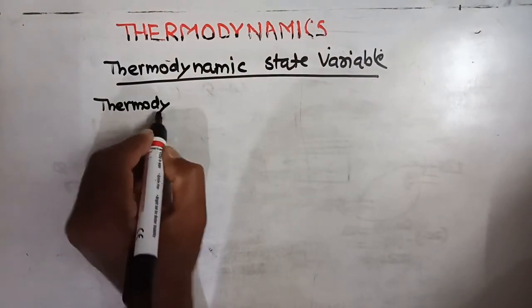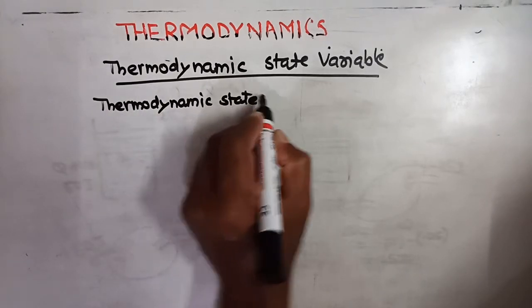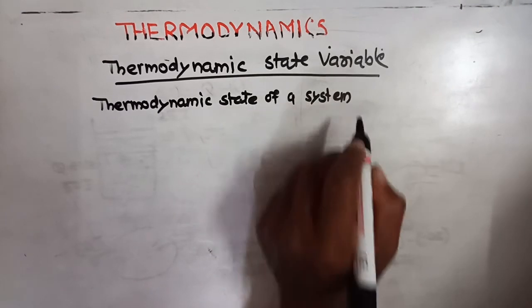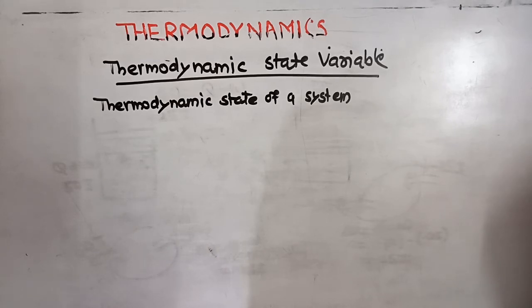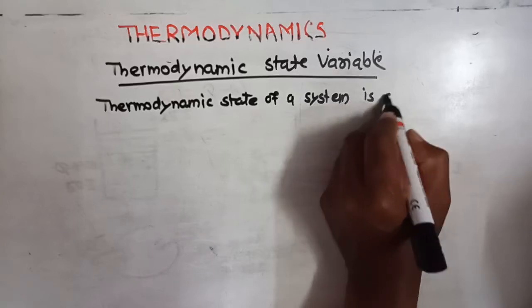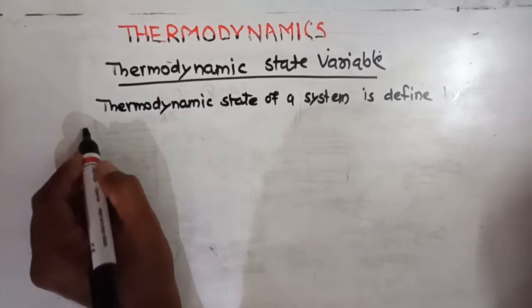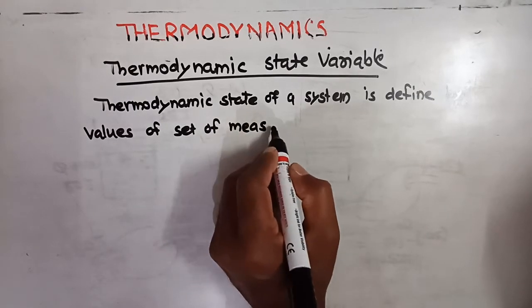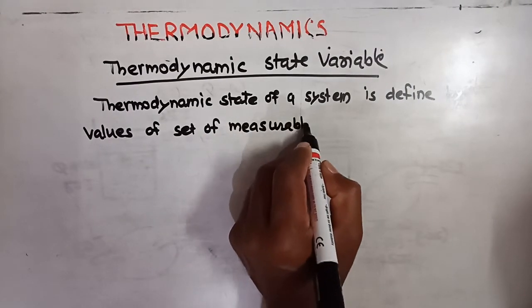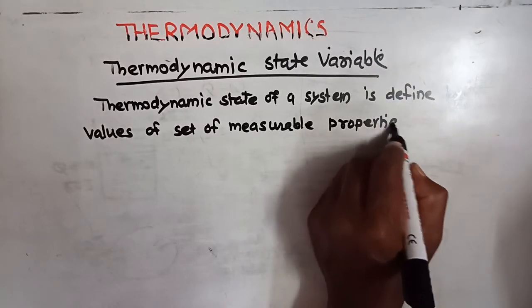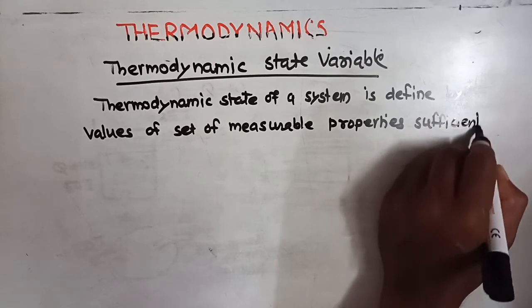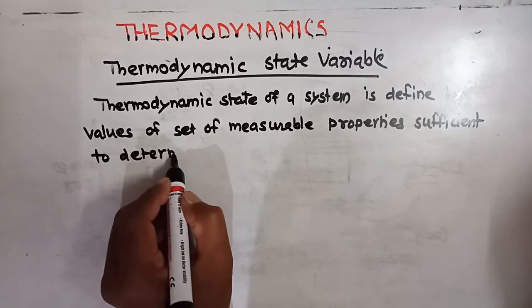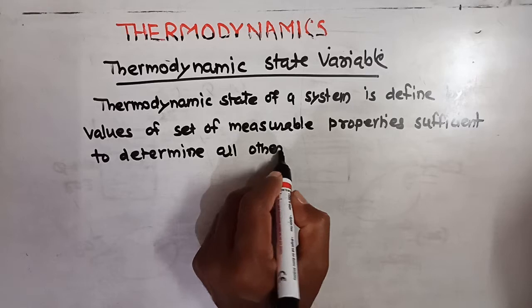Thermodynamic state of a system. Thermodynamic state of a system is defined by values of a set of measurable properties sufficient to determine all other properties.